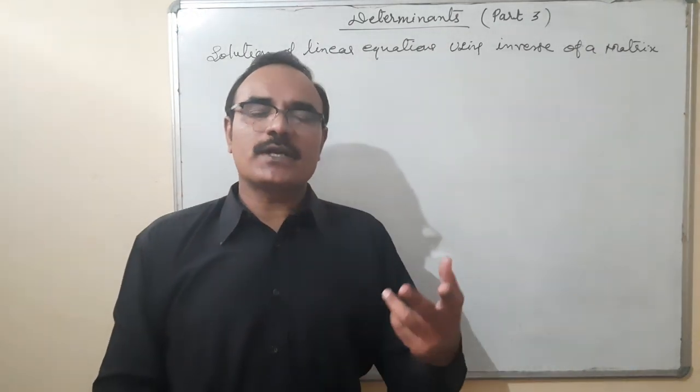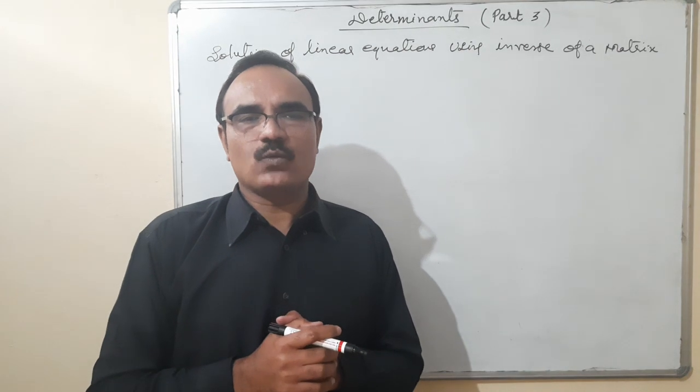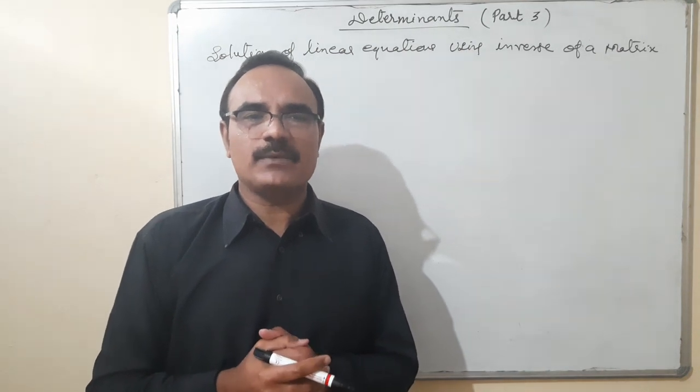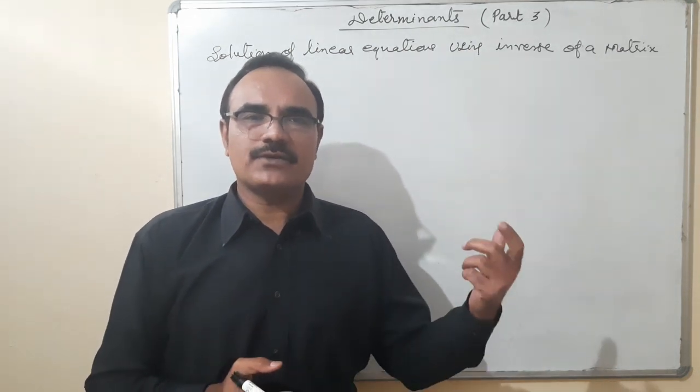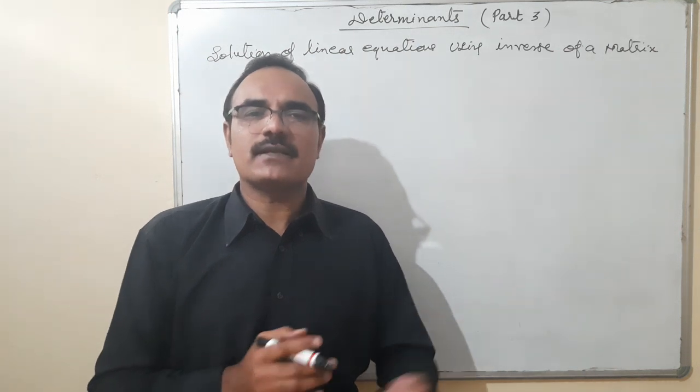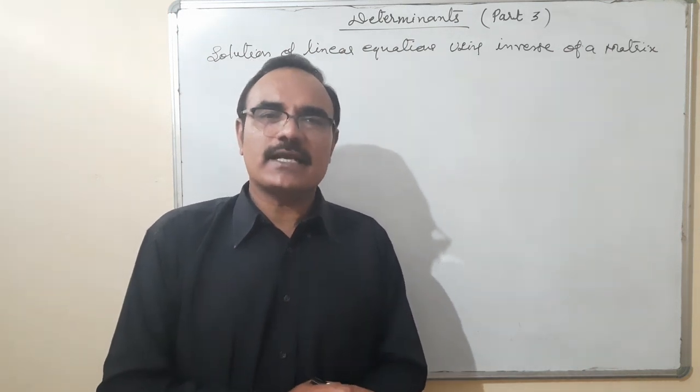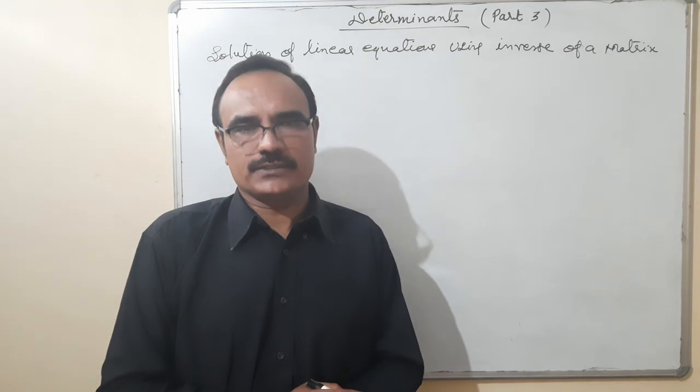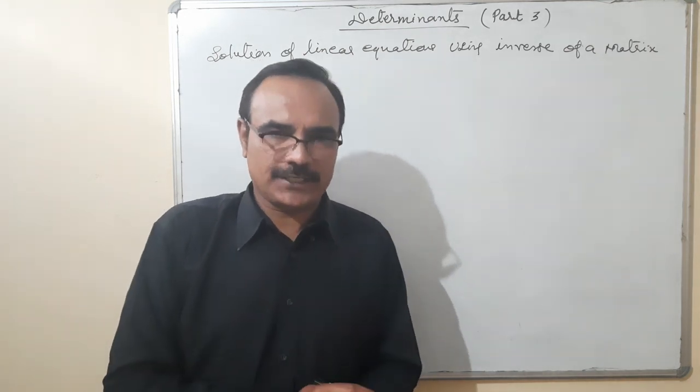Using the inverse of a matrix, a solution is possible. You know that there are two conditions, consistent and inconsistent. What is the meaning of a consistent solution? That means they have a solution, either infinitely many solutions or a unique solution. Inconsistent means it has no solution. That means on the graph paper the two lines are parallel.